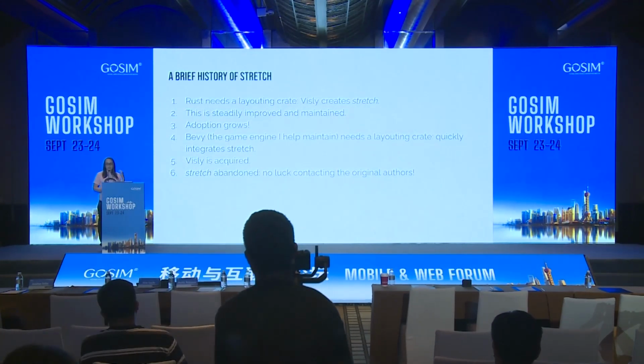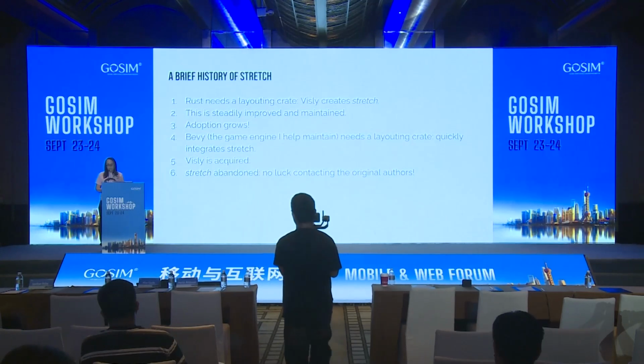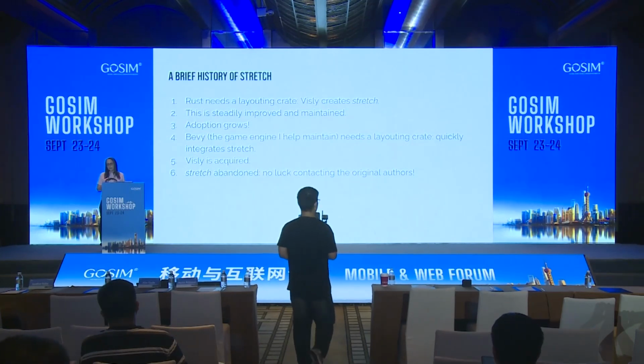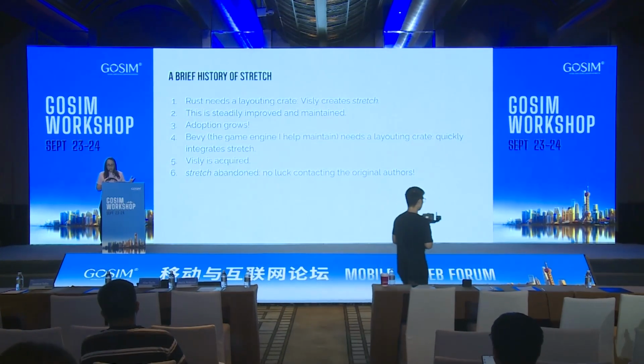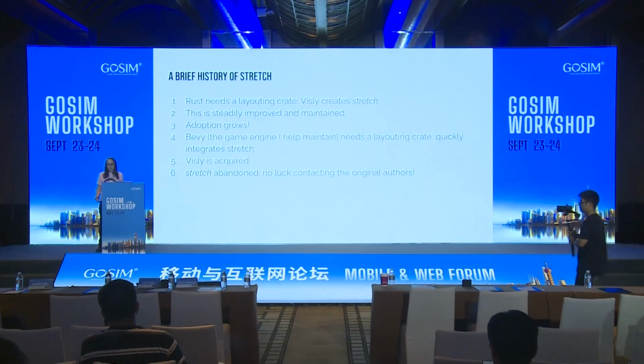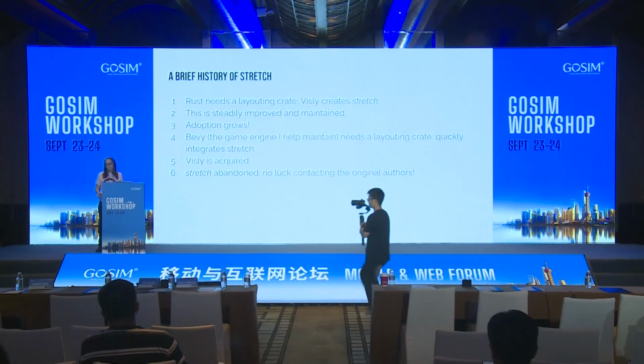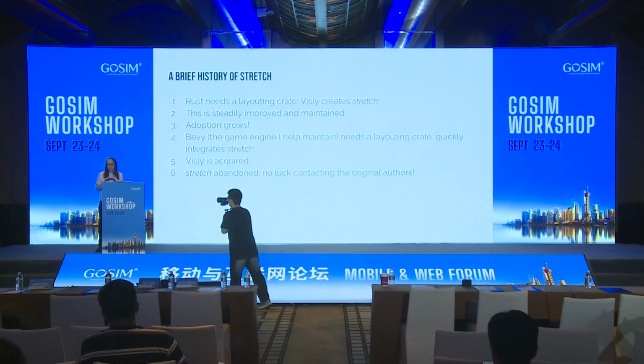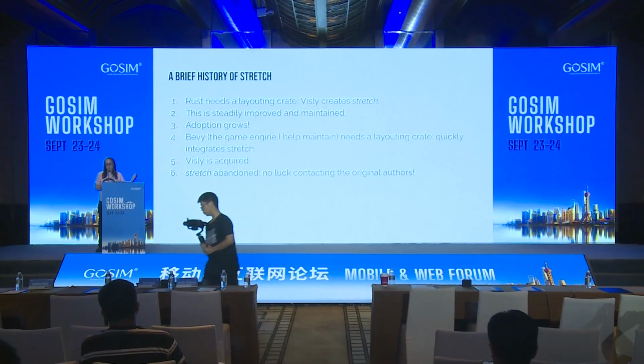So let's talk about how did I get here. Originally, back in, I think, 2015 or so, Rust needed a UI layouting crate. You have some boxes, you want to go and arrange them. Okay, we'll steal from Flexbox and the web. But so Visly, which was a lovely VC-funded startup, created Stretch.